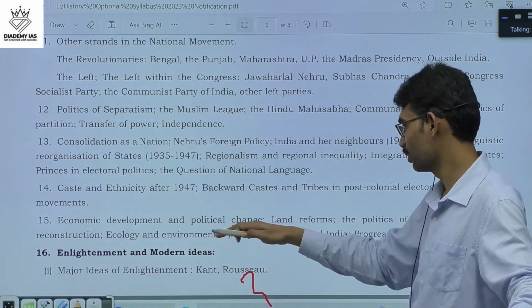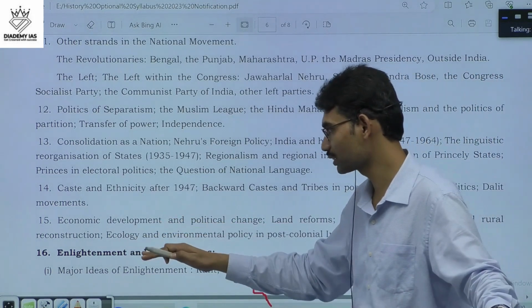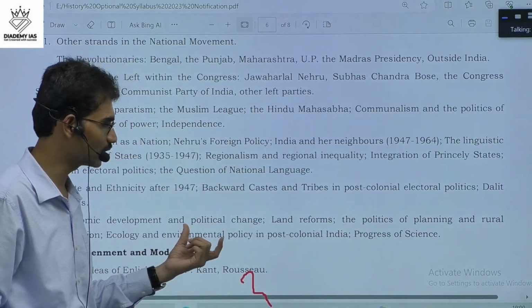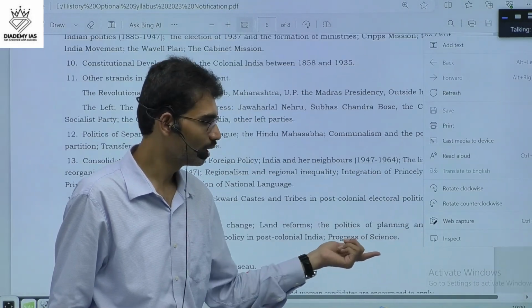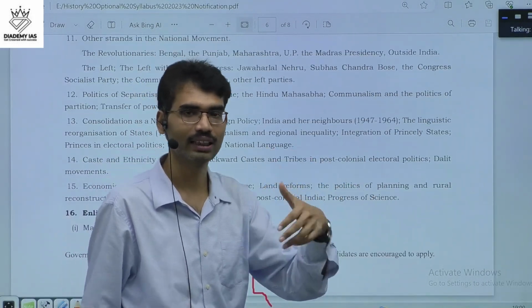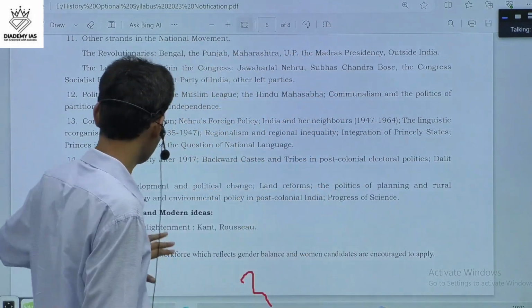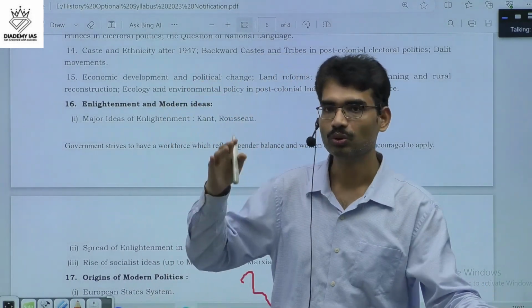you say economic angle, political change, land reforms economy, politics of planning, rural reconstruction, ecology and environment. Now new trend, new change, new challenge came, that is environment also, progress of science. You see, progress of science, science and technology. Same these 5 dimensions, different timelines and different people. That is paper 2, part A.